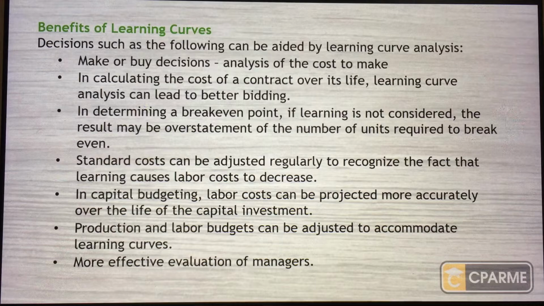And then in calculating the cost of a contract over its life, learning curve analysis can lead to a better bidding. And then in determining a break-even point, if learning is not considered, the result may be an overstatement of the number of units required to break even. Diba? If there's a learning curve, then the impact on our direct labor cost will be lesser or minimized. If this learning curve will not be considered, then your direct labor will go up and then it has an impact on the contribution margin or the break-even to have a higher number of units.